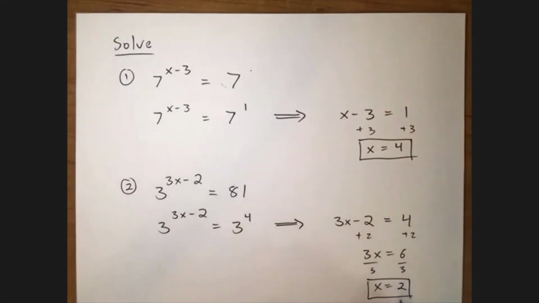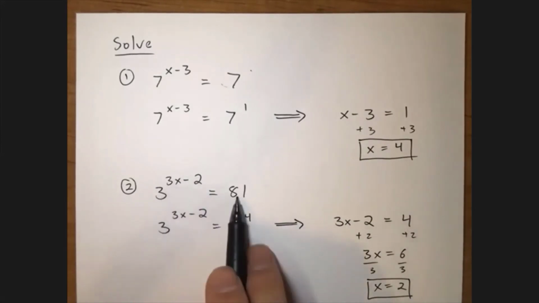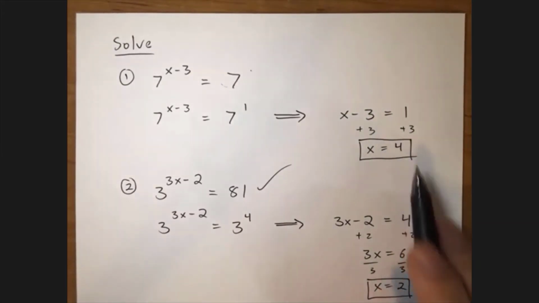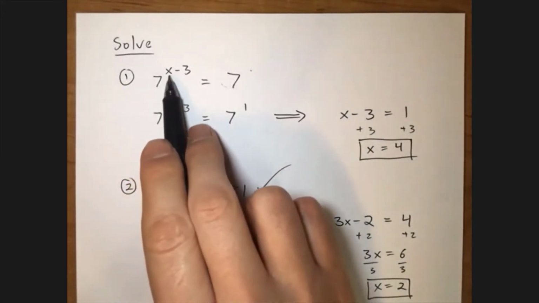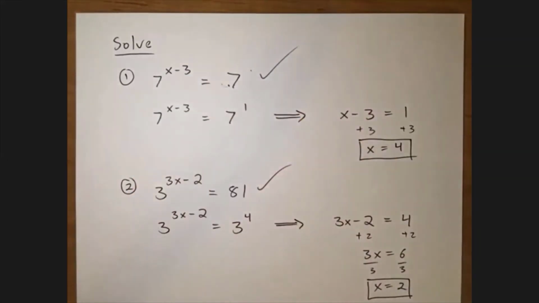Right? And you can plug these numbers in and check. If I take 2 and plug it in, I get 3 times 2 is 6, minus 2 is 4. 3 to the 4th equals 81. I'm going to check this one too. Plug 4 in here for x. 4 minus 3 is 1. 7 to the 1 equals 7. It checks out. It never hurts to check your answer.